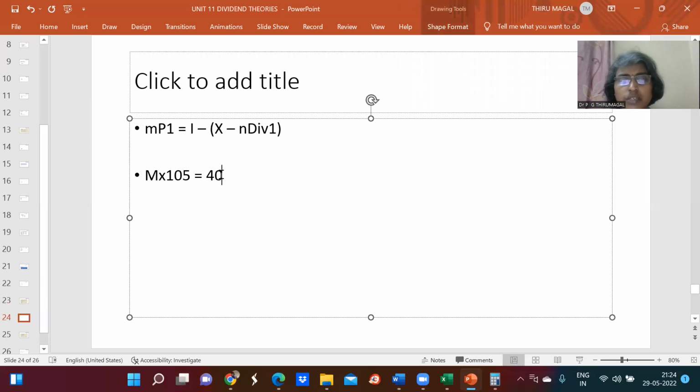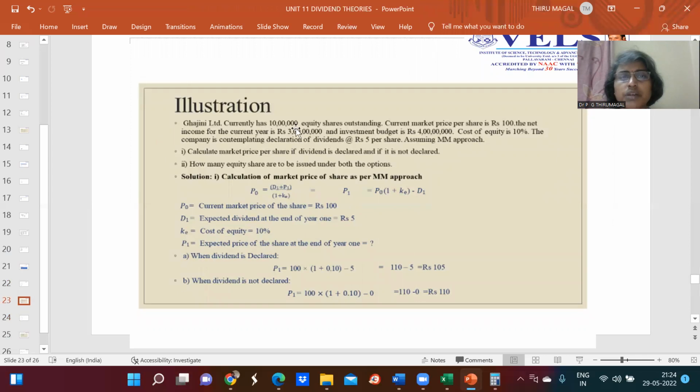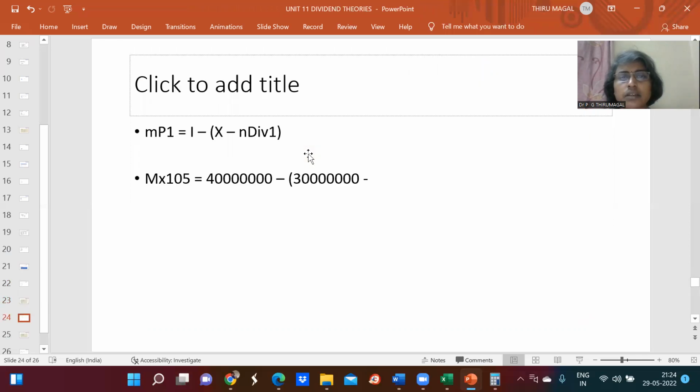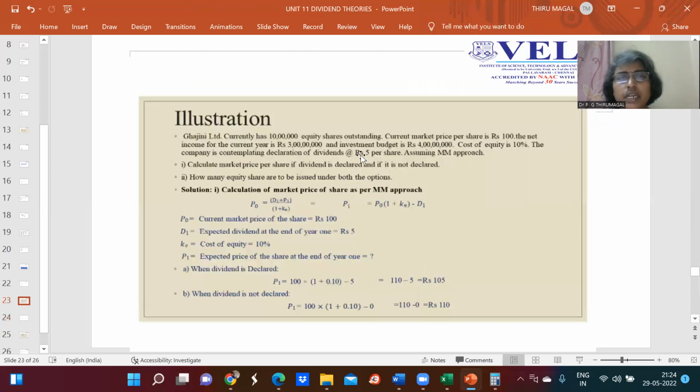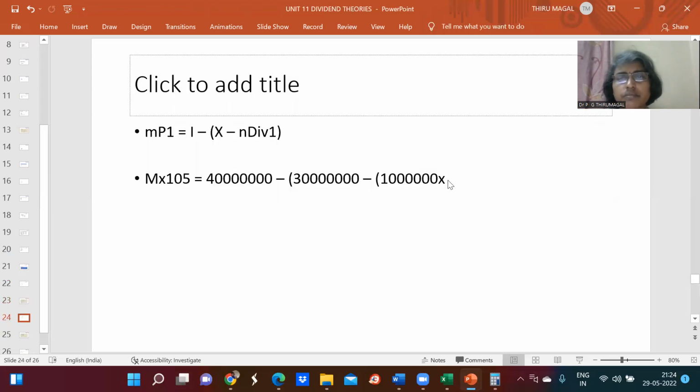So 4 crore rupees minus net income, excess net income, that is 3 crore, minus N. N is nothing but the number of new shares. The number of new shares is 10 lakhs, multiplied with the dividend per share. Dividend per share as per this problem is 5.